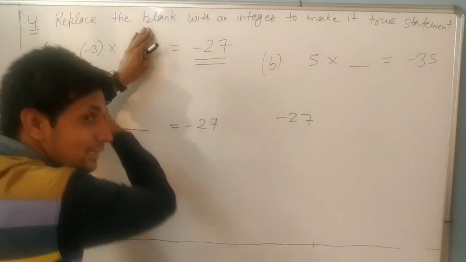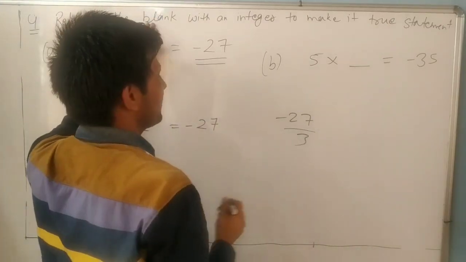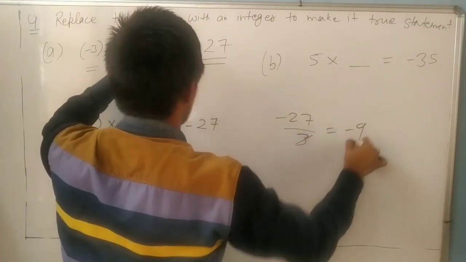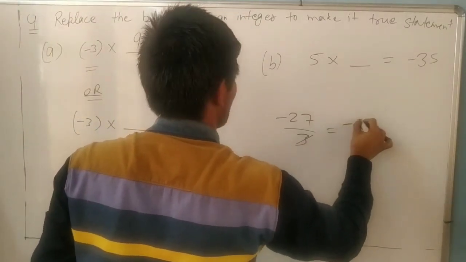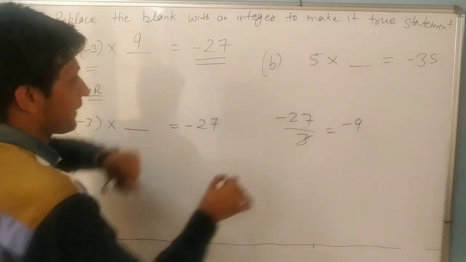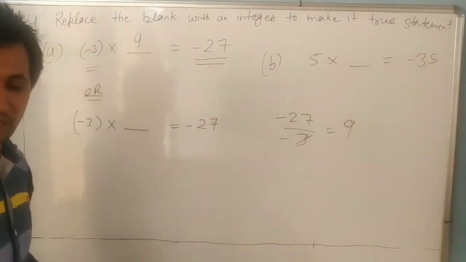This number, on another side multiply, on the other side divide. So minus, it comes 27 divided by 3, it is minus 9. Okay dear? The answer is minus 9. But here both are negative, so it is positive. Okay, like this one also you can find.